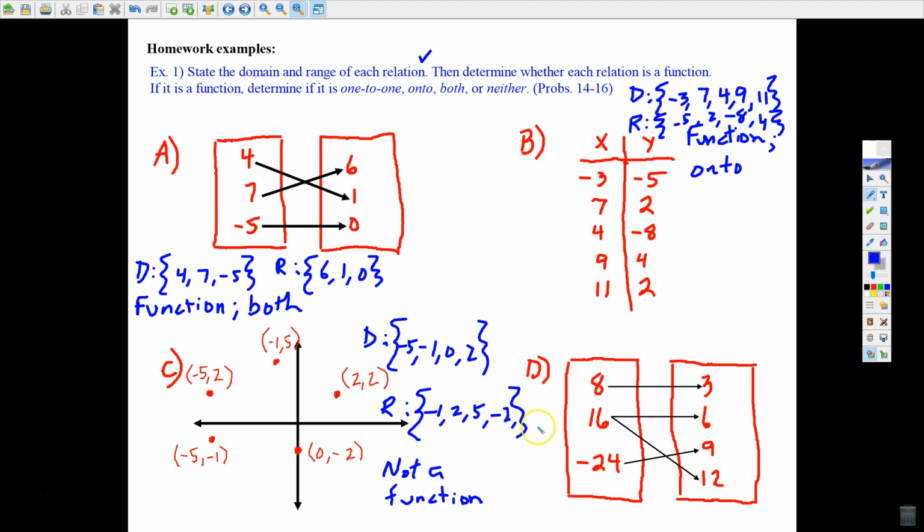Okay, so here we are with letter D. What's the domain? 8, 16, negative 24. And the range: 3, 6, 9, 12. Well, this cannot be a function because I've got a domain element that's paired up with two different range elements. Remember how you can tell in a mapping diagram, if you have one single number in the domain that has two arrows branching out from it, it cannot represent a function. Okay, so that's the kind of thing you'll be doing on 14 through 16.